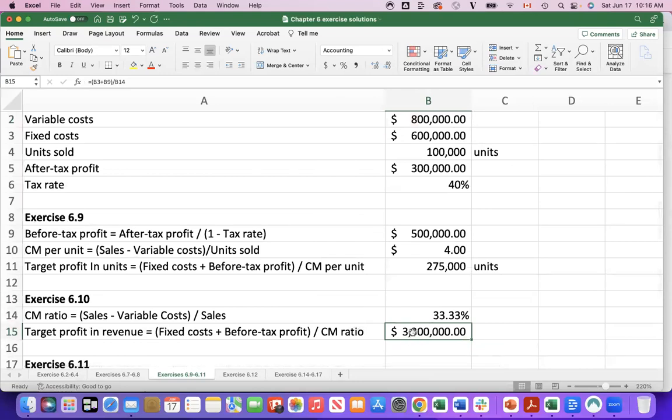Now, in order to determine the target profit in revenue, we take the fixed cost of 600,000, we add the before tax profit of 500,000, so 1.1 million on top, and we divide it by our contribution margin ratio of 33%, or 1/3. We get a target profit in revenue of $3.3 million. So in other words, we have to generate 3.3 million in revenue in order to earn that 500,000 in before tax profit, or the 300,000 in after tax profit.